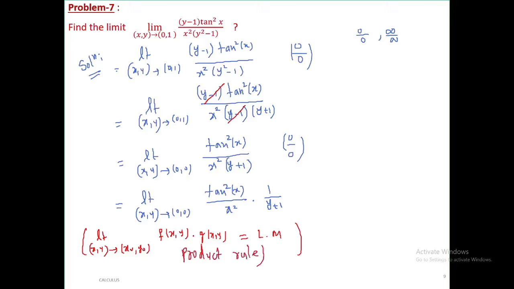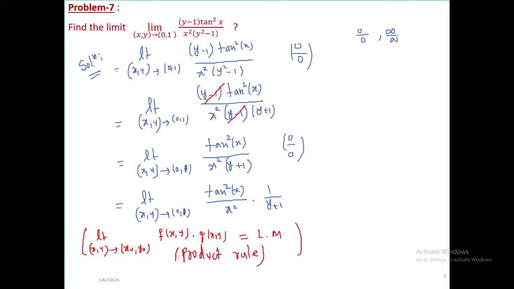So by using this rule, therefore the limit can be applied. Let us take this as f of x and this as g of y, two functions separately. Then apply the limit separately for these two functions. Okay. So this is 1, right, reaching to 0, 1, and this is also 0, 1.